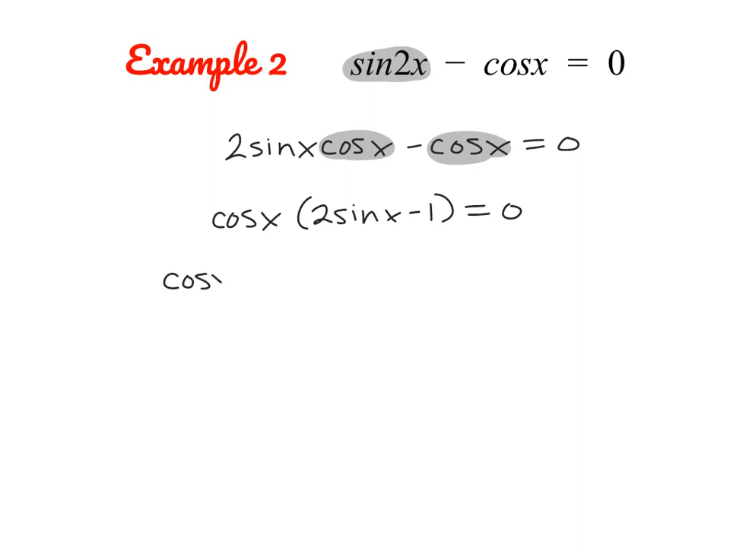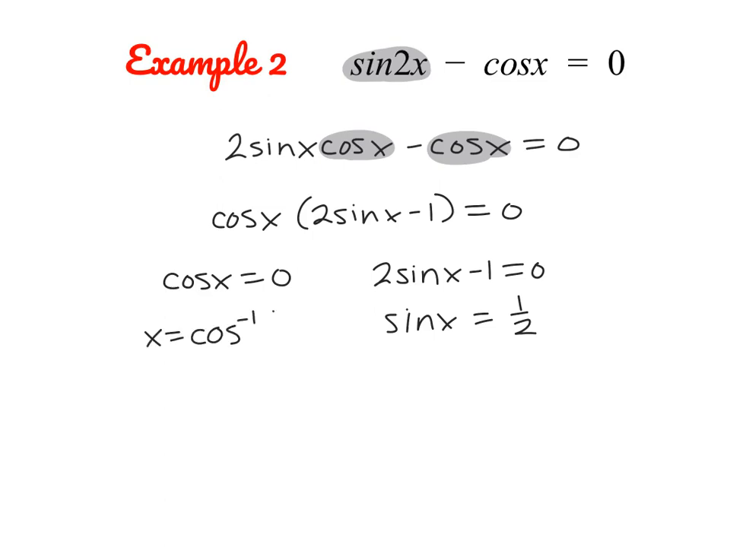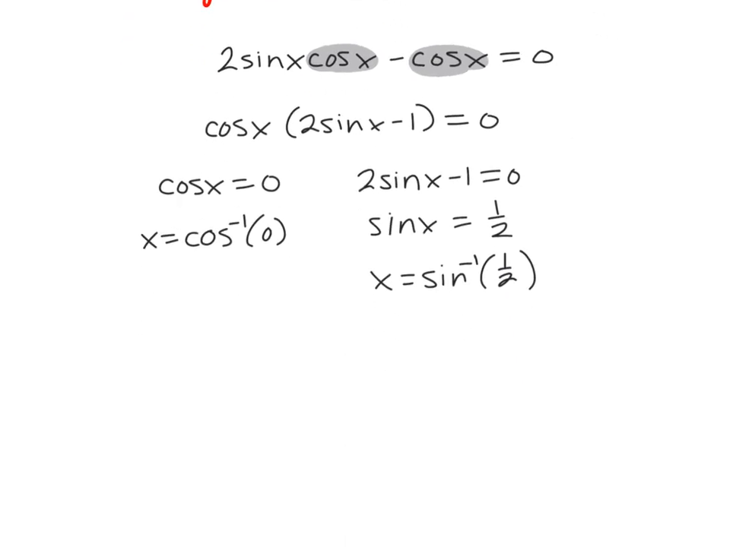And now we can use the zero product property, and we will isolate our functions completely. And now we can use our inverse function. So x equals arc cosine of 0, and x equals the arc sine of 1/2. Here we get x equals pi over 2 because the cosine of pi over 2 is 0. And here we get pi over 6 because the sine of pi over 6 is 1/2.